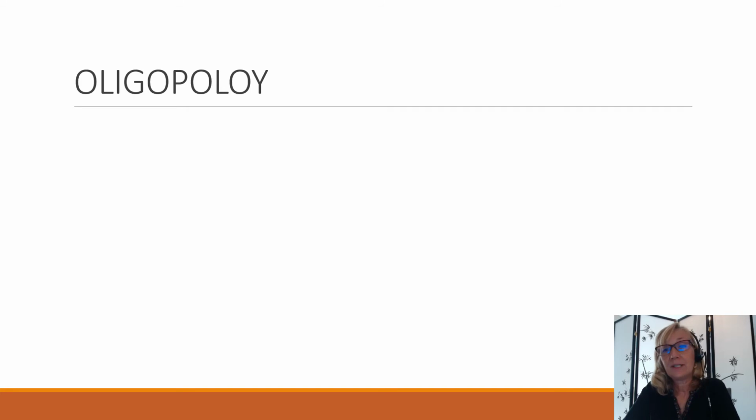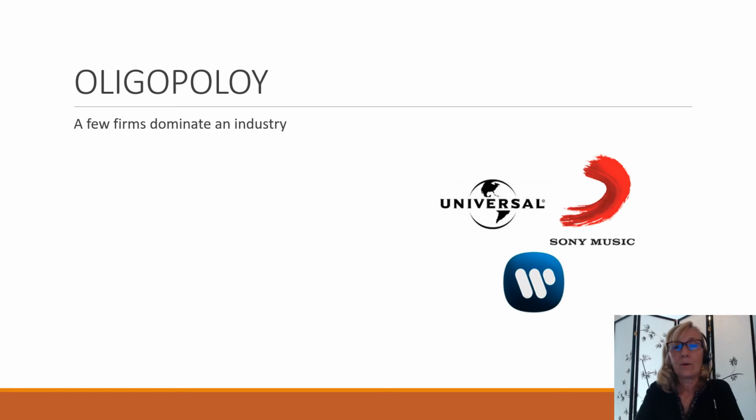Another type of media structure is the oligopoly. And with oligopolies, there are a few firms, but they tend to dominate those industries. So an example is music. So there are really 3 major music conglomerates that control the vast majority of music production and distribution around the world. In this case, with music, it's Sony, Universal, and Warner.